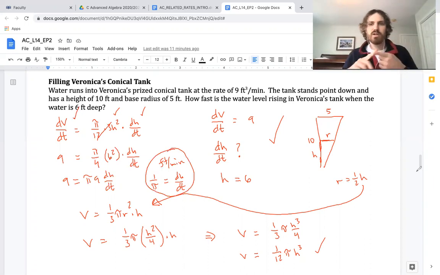So again, we drew a picture, we labeled some variables, we thought about the relationship, we wrote down what we knew, we found an equation to relate the two variables that are changing. And then we took a derivative with respect to time and plugged some things in.